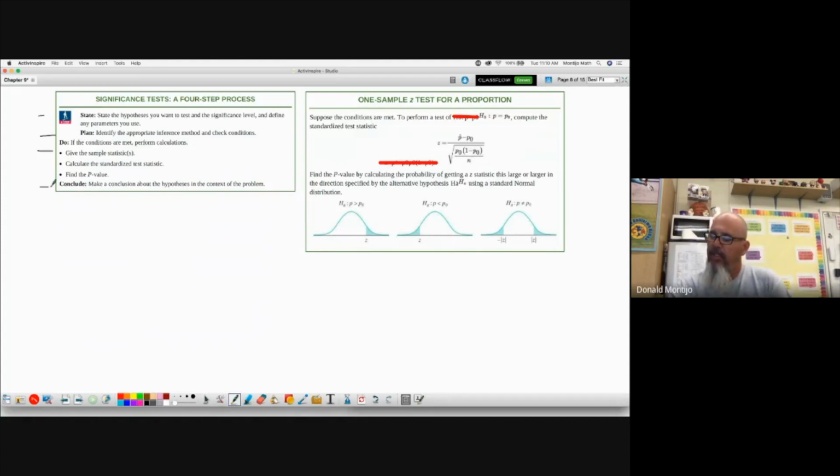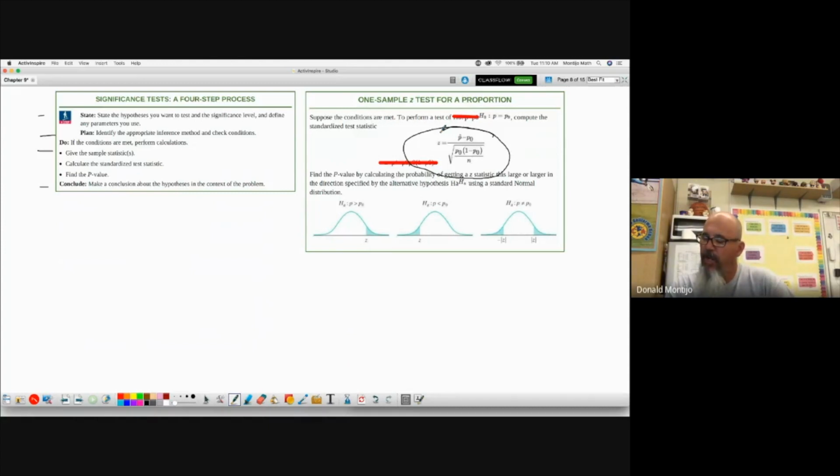Now, here is a nice little visual of a one sample z-test for a proportion. Suppose that the conditions have been met. The null: p equals p naught. The standardized test statistic, or in this case our z-test statistic, is the same formula we wrote previously: p hat minus p naught over the square root of p naught times 1 minus p naught divided by n.